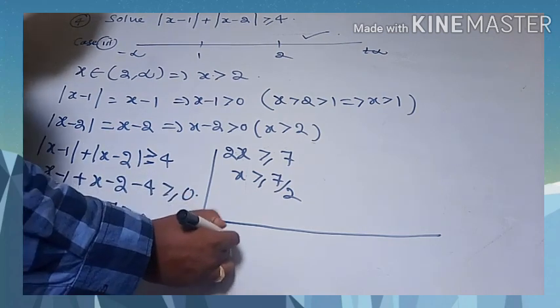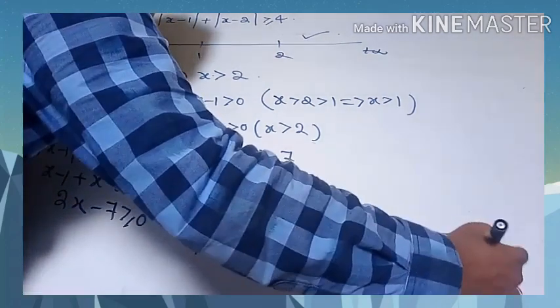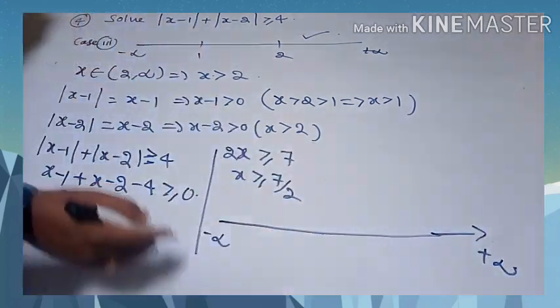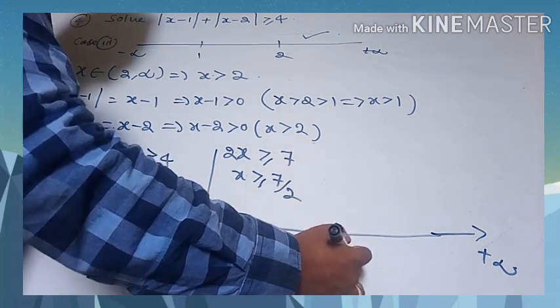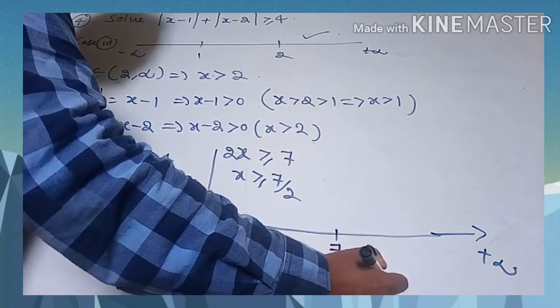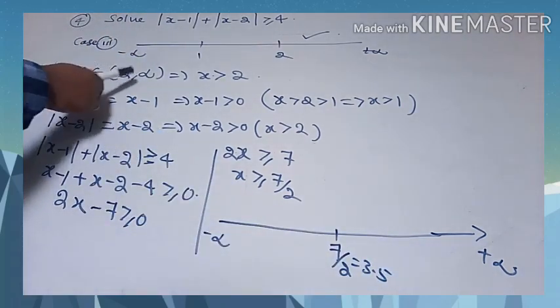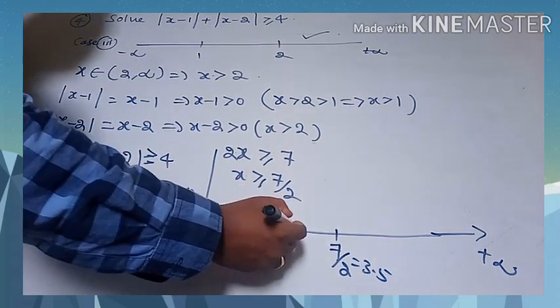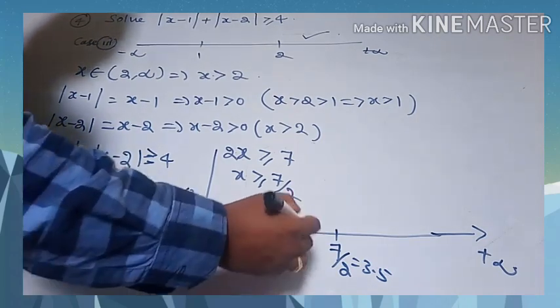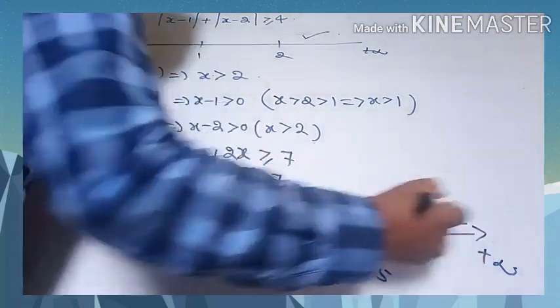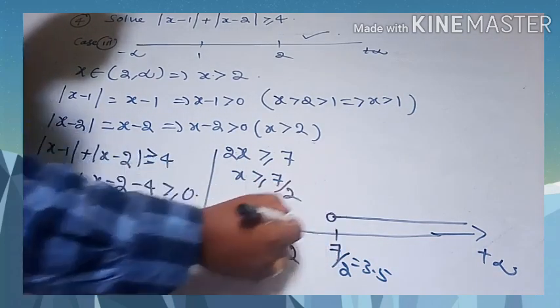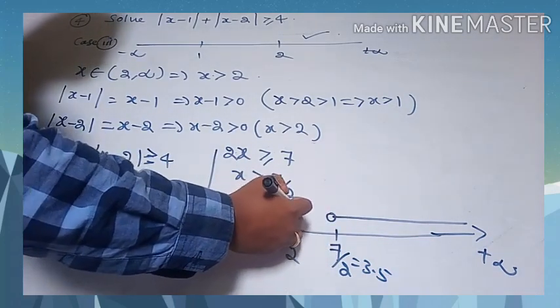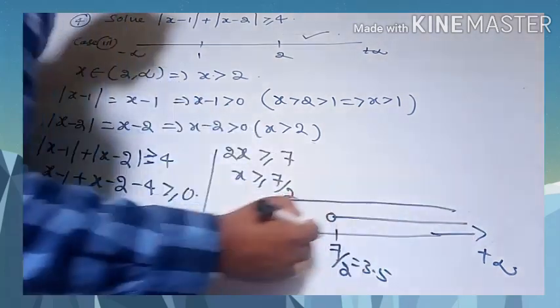Therefore the solution set is here, my dear students. On the line from minus infinity to plus infinity, in this case you have 7 by 2, that equals 3.5. And also our case is x greater than 2, where 2 is here. Now x is greater than or equal to 7 by 2, where this endpoint is included in the interval, and x greater than 2 means you have this interval.